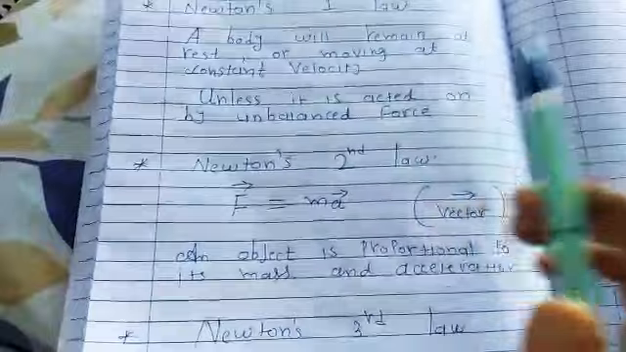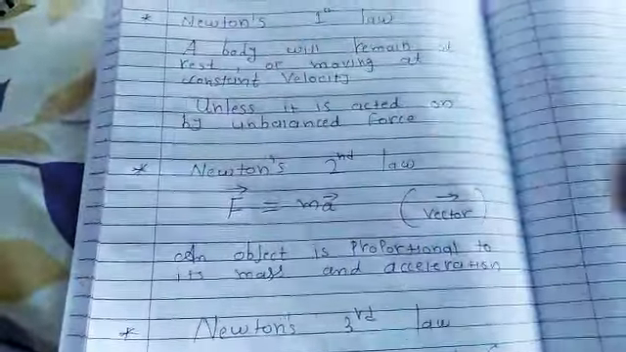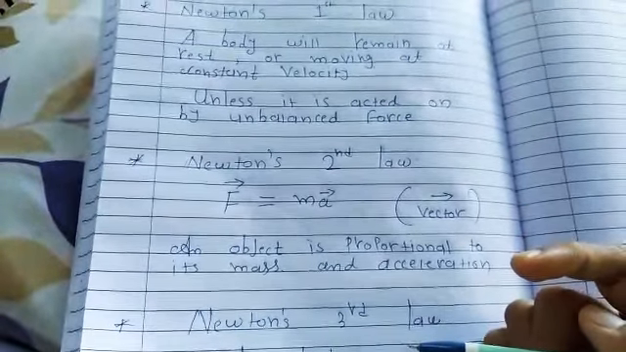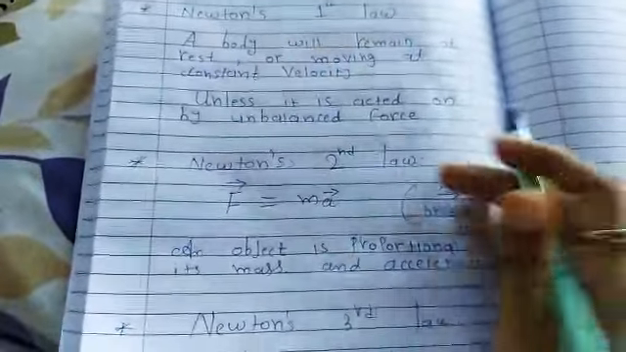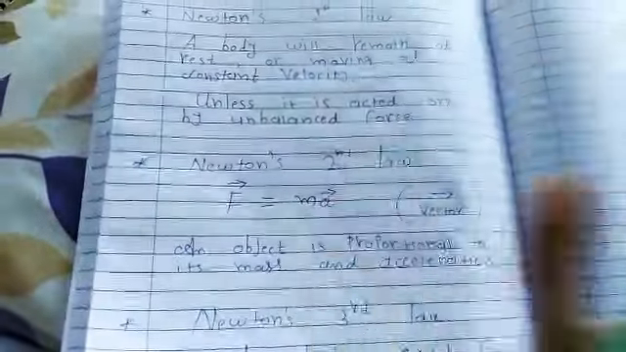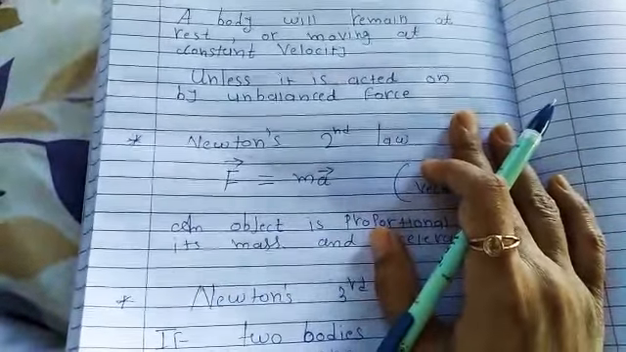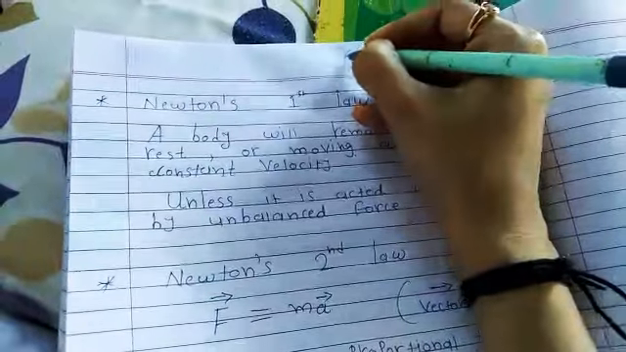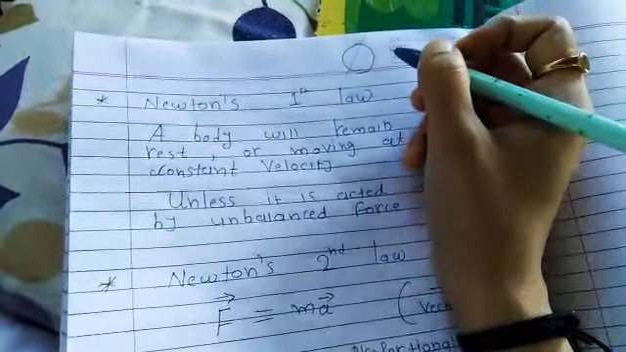I'll give you an example: the solar system, all the planets. They are moving with constant velocity, even the earth. There is no unbalanced force applied, right? But you know that the earth is slightly tilted like this.